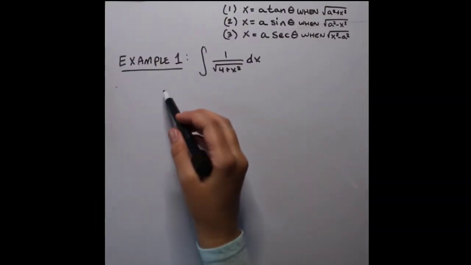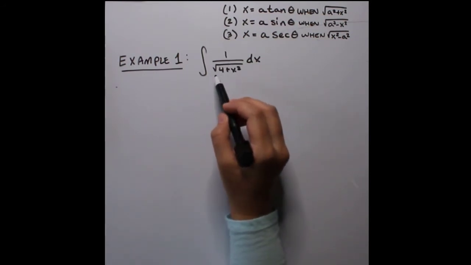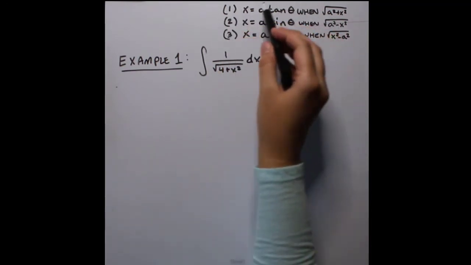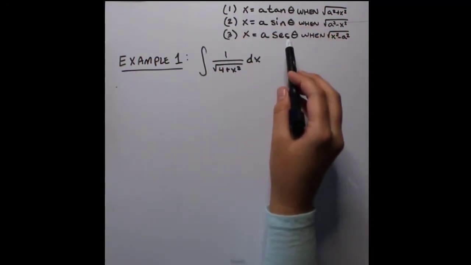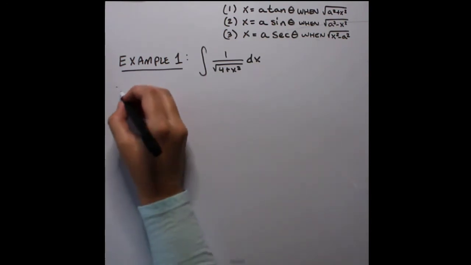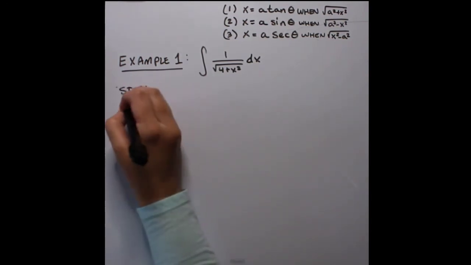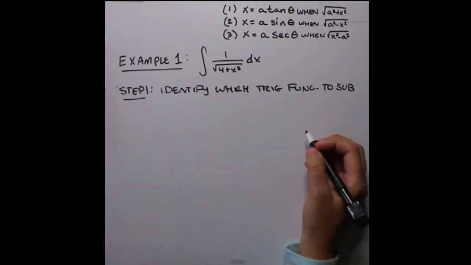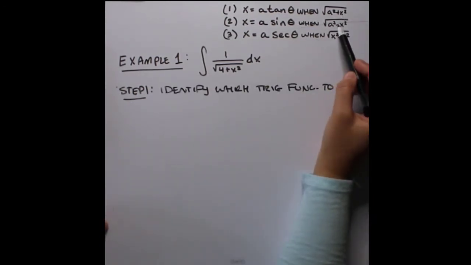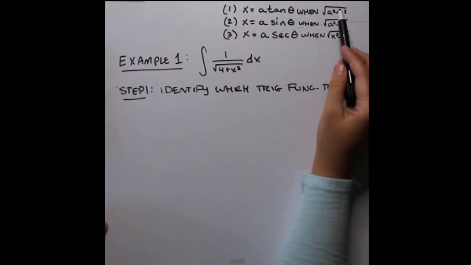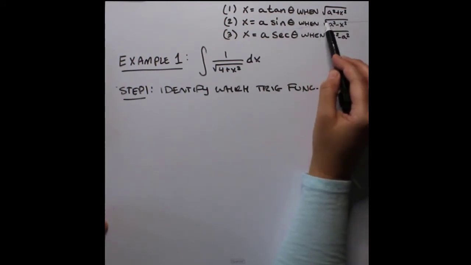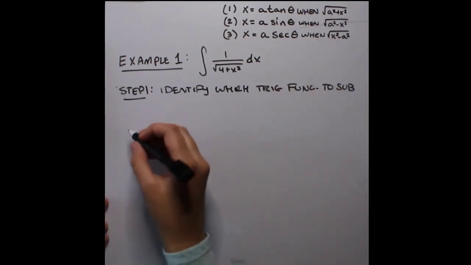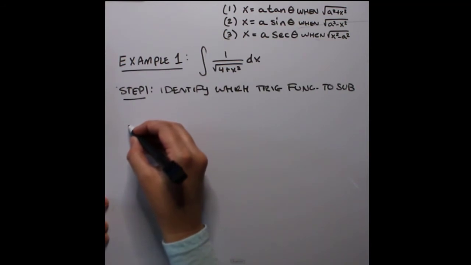Jumping into example 1, we want to integrate 1 over square root of 4 plus x squared dx. I left what we had figured out about our substitutions up here. I'm going to break this into steps for us. Step 1 is to identify which function you want to use. I have the reference here for when you're going to use this. You don't necessarily have to memorize what the format of the integrand should look like, but it does help. But you can always draw your triangle. So hopefully you can see which one we're working with.